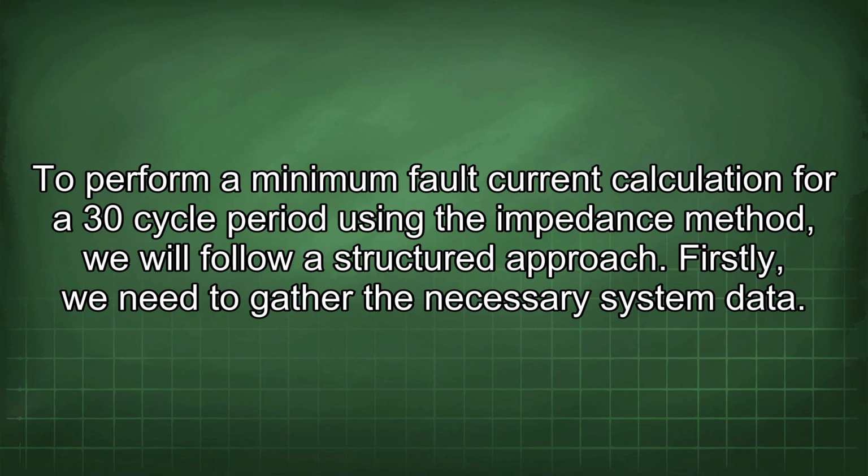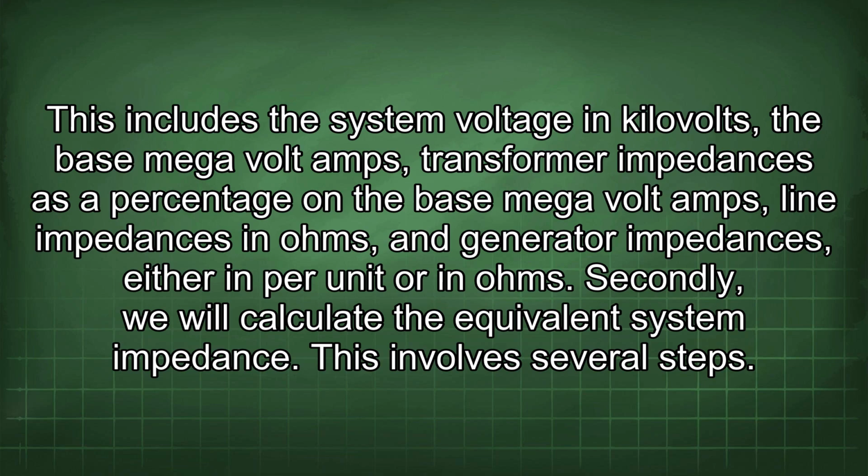To perform a minimum fault current calculation for a 30-cycle period using the impedance method, we will follow a structured approach. Firstly, we need to gather the necessary system data. This includes the system voltage in kilovolts, the base megavolt amps, transformer impedances as a percentage on the base megavolt amps, line impedances in ohms, and generator impedances, either in per unit or in ohms.